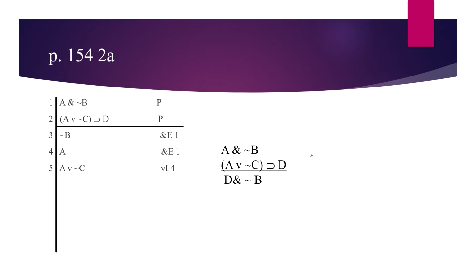Now that we have A or it's not the case that C on a line by itself, we can use conditional elimination from line 2 with the whole conditional and line 5 with the antecedent to get the consequent D on line 6. The last step to get our conclusion is to put the conjuncts together using conjunction introduction from D on line 6 and it's not the case that B on line 3.